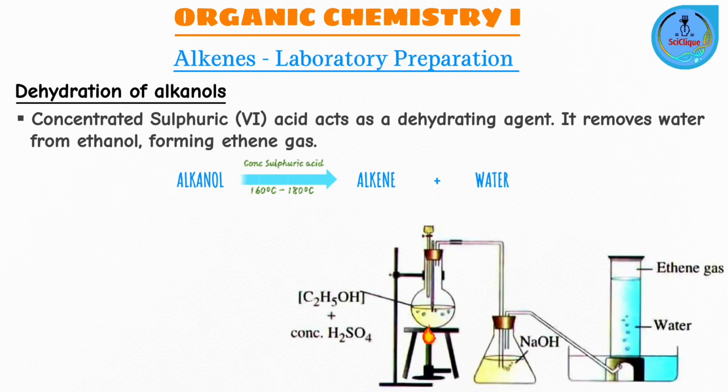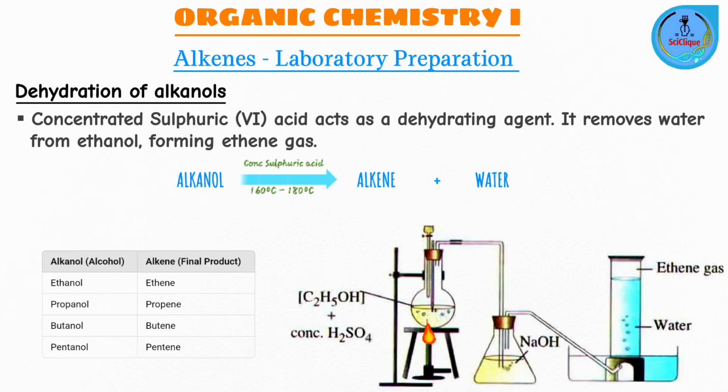Now let's imagine we have a setup such as this. So the first step that you're going to need to consider is which alkanol are you going to use. Now bear in mind, the alkanol that is used should have the same number of carbon atoms as the alkene being prepared.